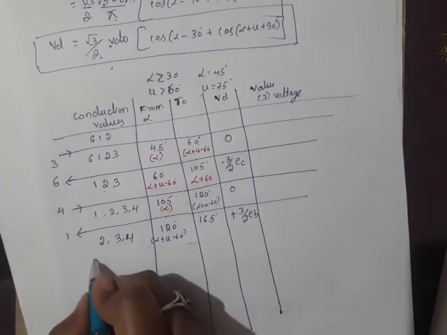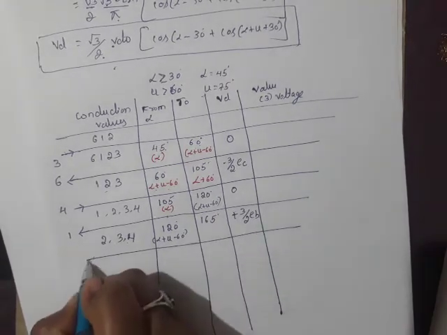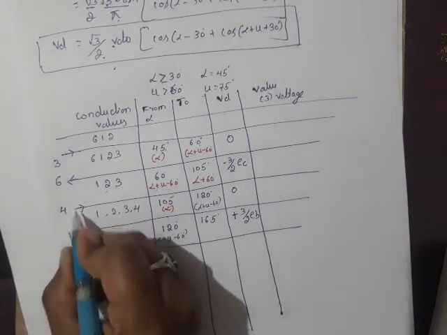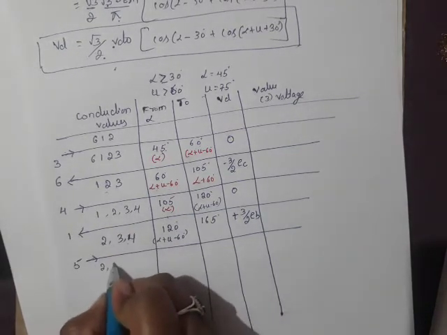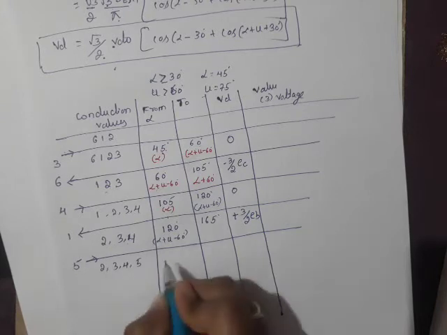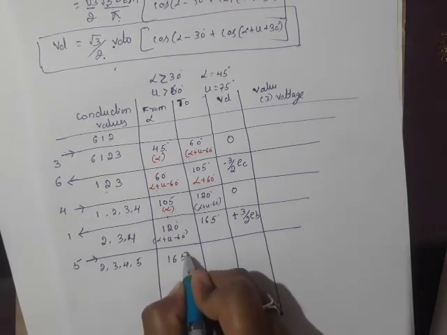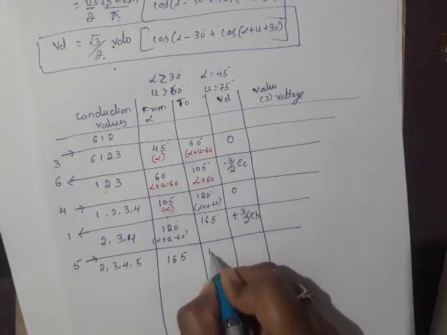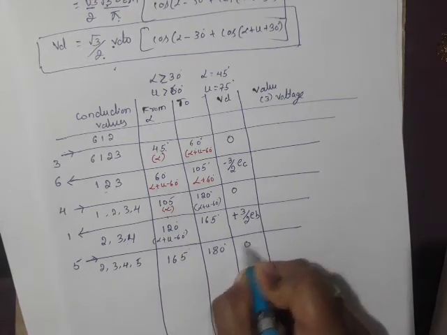So it is 3 by 2 times EB. Then valve number 5 comes into conduction. After 4, 5 has to come into conduction. 2, 3, 4, 5, and this begins at 165 degree and ends at plus 15 degree, that is 180 degree. Output voltage is 0.